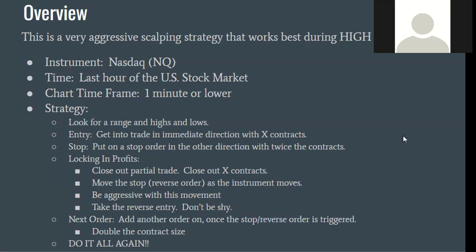So when I do that, if I put on an order of 10, say to get in long, I have a stop order of 20. And I'll start pushing my stop as it moves. Once it gets into a profit, I will close out 8. But what that makes me do is I have to go back into the stop and change that from 20 to 12 because I only have 2 left. And then I move that stop basically as the instrument moves. I'm aggressive with that. And then you just take the reverse entry when it's given to you.